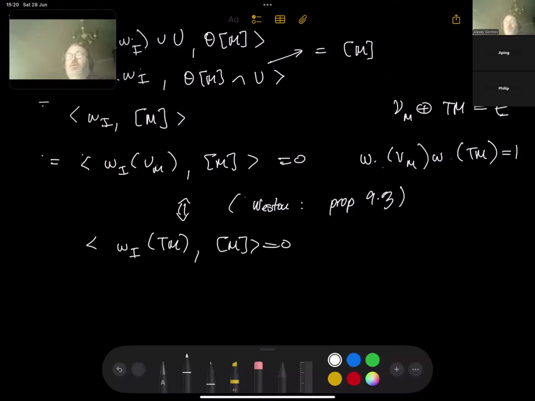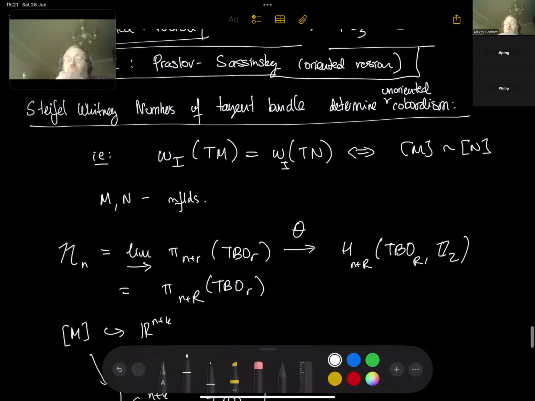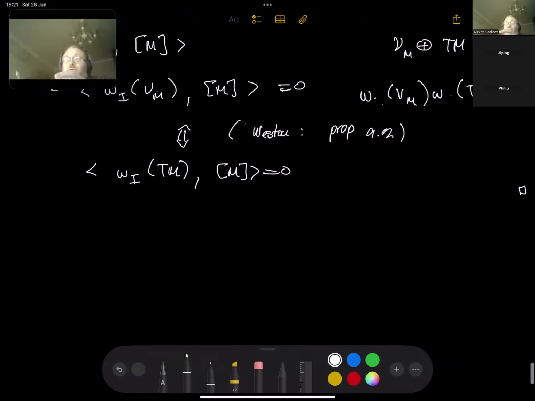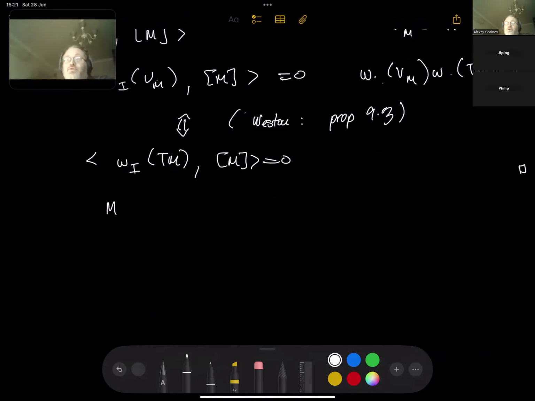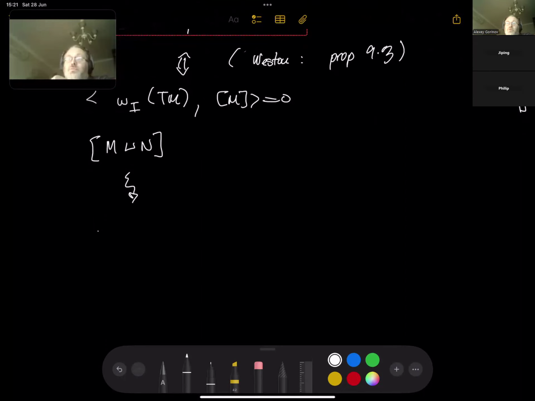More precisely, if we replace M with M disjoint N, we get a corollary: M disjoint N is cobordant to 0, meaning M and N are cobordant if and only if all Stiefel-Whitney numbers agree.